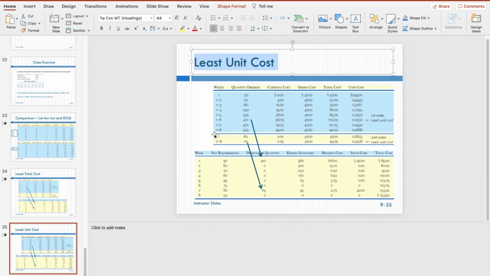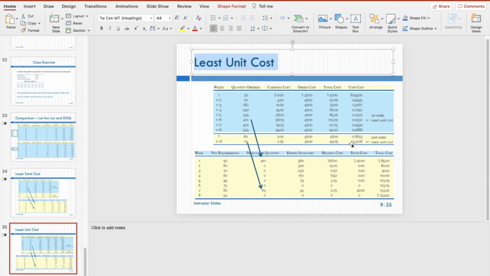So for the remaining 2 weeks, you have 2 options. Either you only order for week 7, or you order for week 7 and week 8. Then you can calculate the corresponding order quantity. Week 7 itself is 60, but for weeks 7 and 8, it will be 115, because you just add them up. And you can very easily calculate the corresponding carrying cost and ordering cost shown here, and essentially get the total cost. Use the total cost divided by the corresponding order quantity, and that will give you the unit cost.